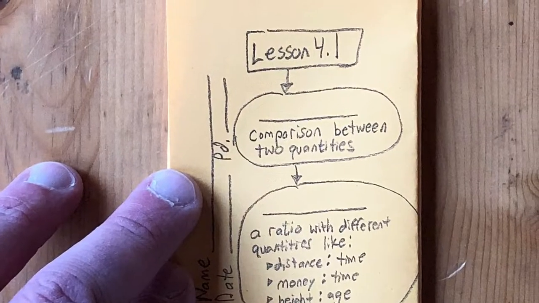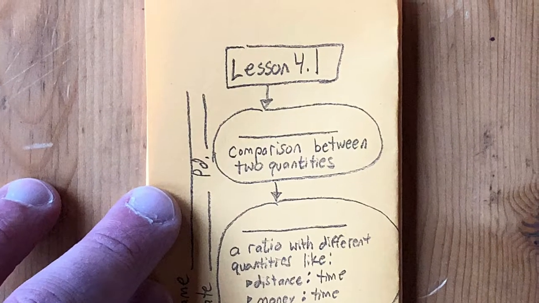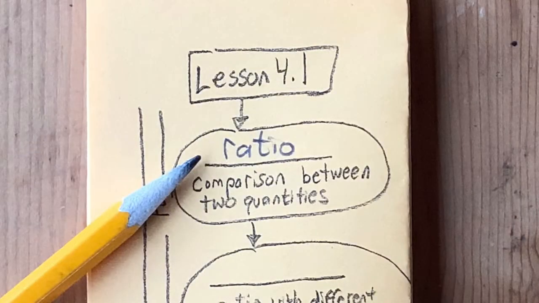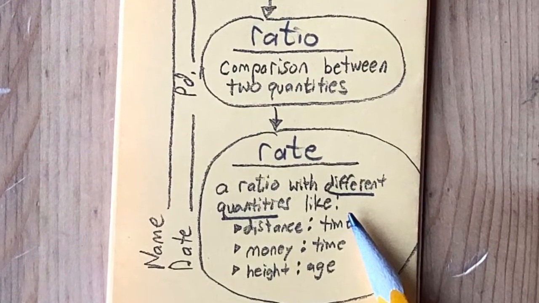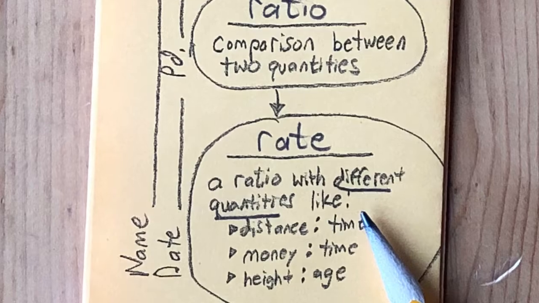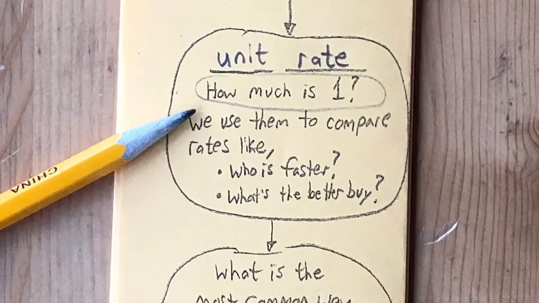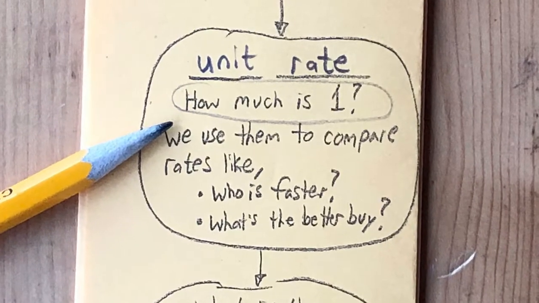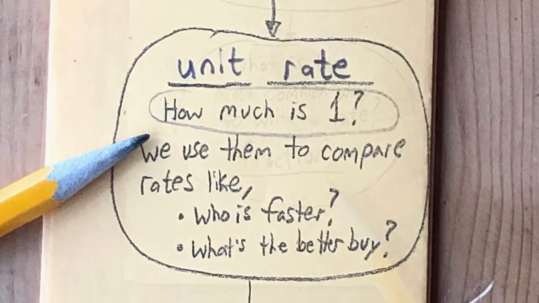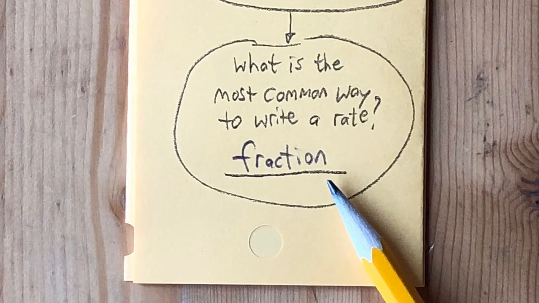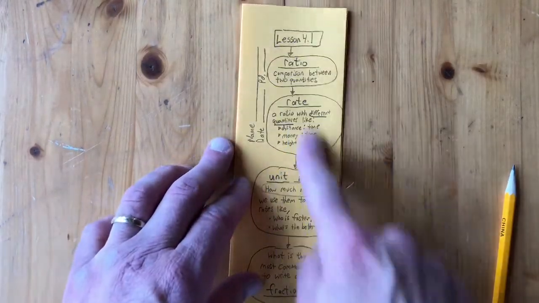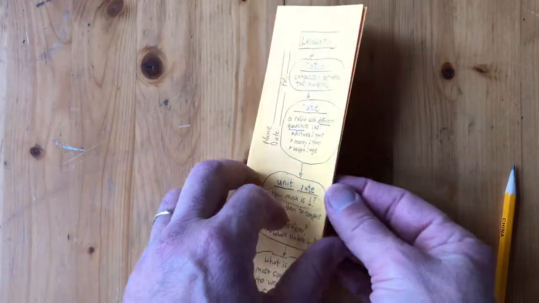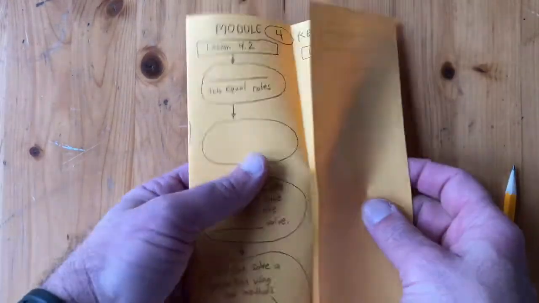So in Lesson 1, we talked about a comparison between two quantities, which is called a ratio. And when the ratio has two different quantities, we call it a rate, like distance and time, money and time, height and age. And if we talk about a rate that is out of 1, it's referred to as a unit rate. And the most common way to write a rate is as a fraction. Now adjust the paper so we can see Lesson 4.2.